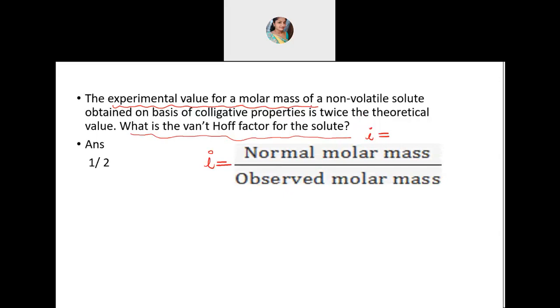So they are saying the experimental value of the molar mass on the basis of colligative properties is twice. That means your observed one is the experimental one. That is double compared to the initial one. So then it is 1 by 2, no? Understanding why it is 1 by 2? Observed one means experimental one is double, twice, compared to the initial one. So it is 1 by 2. Because molar mass values are reciprocal of your colligative property values. Okay, so be careful with those formulas.